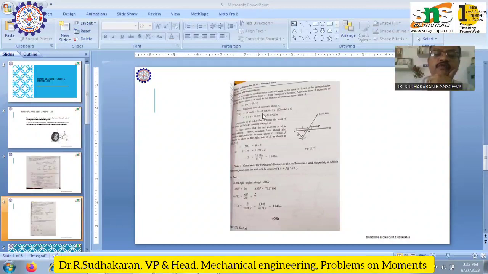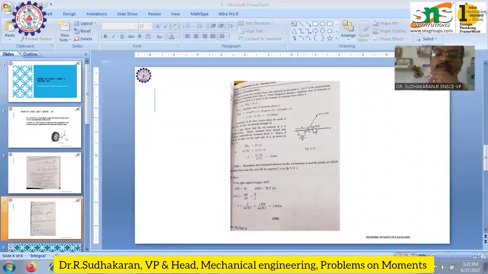So which is nothing but 4 sin 30 into 1, and 8 sin 30 into 2, plus 12 sin 60 into 3. In this particular book, they have taken clockwise as positive and anti-clockwise as negative. But naturally, what we do is we take counterclockwise as positive and clockwise as negative. So the answer is going to be 21.76 Newton meter in the anti-clockwise direction. So that is the sum of the moments of all the forces.